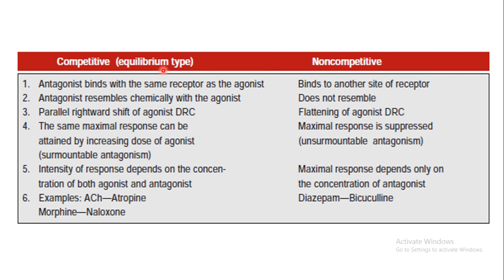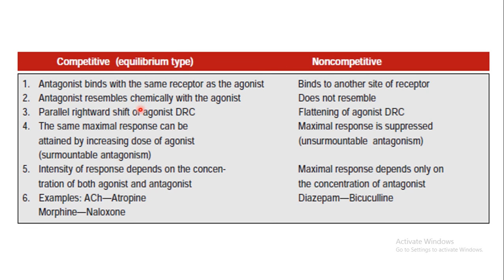The non-equilibrium type of competitive antagonism is, you can say, similar to the non-competitive. So basically the difference is between the equilibrium type of competitive antagonism and non-competitive antagonism. There are some points which are discussed over here. As we have seen, the antagonist binds with the same receptor as the agonist, so there is the same site on the receptor to which they bind. But here the non-competitive antagonist binds to another site on the receptor.